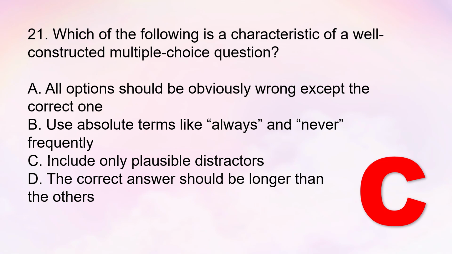For letter A, this is wrong because it makes it too easy. It is poor item construction. For letter B, absolute terms often indicate incorrect answers. For letter D, this may unintentionally reveal the correct answer, like making the correct answer longer can unintentionally reveal it.